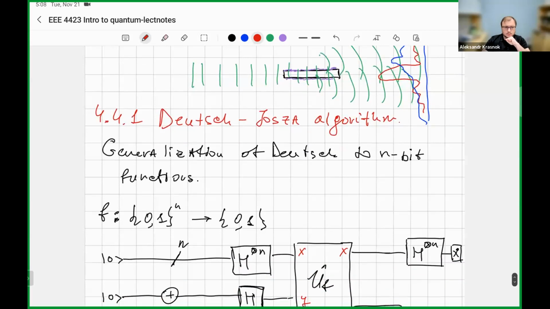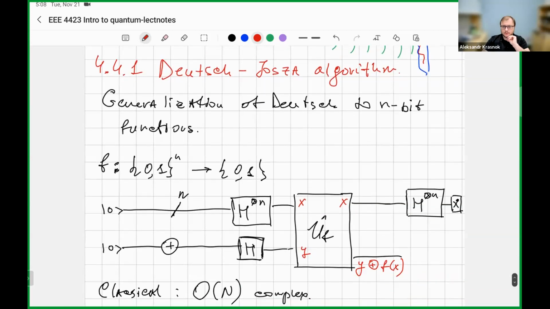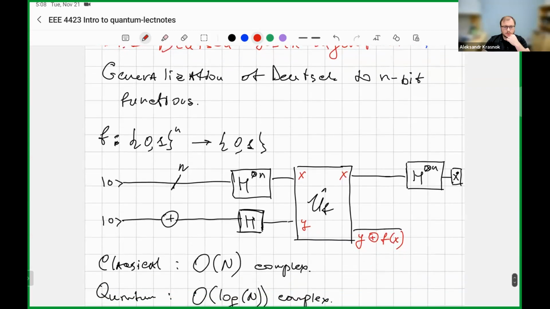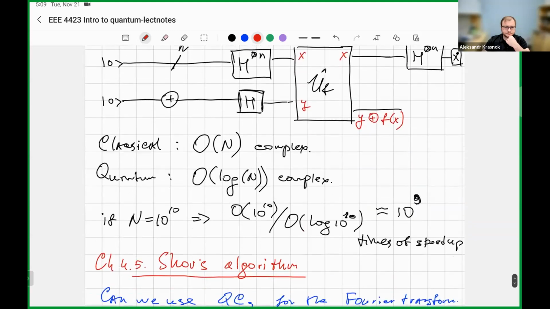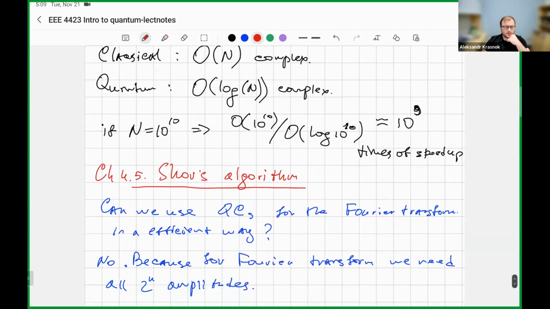Then we discussed the generalization of the Deutsch algorithm, called the Deutsch-Jozsa algorithm, for a multi-dimensional function f and a multiple-qubit system. We discussed how this problem scales classically and in the quantum realm, and discussed the speedup of this algorithm compared to the classical one.